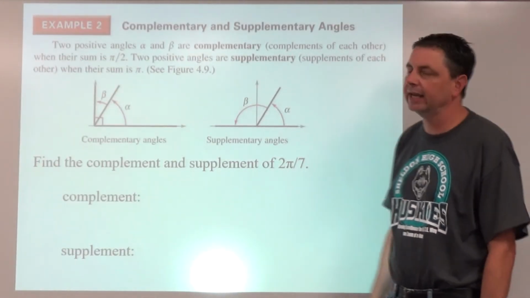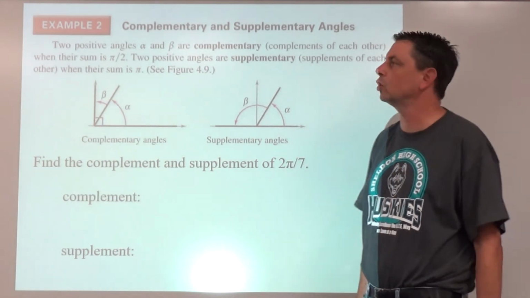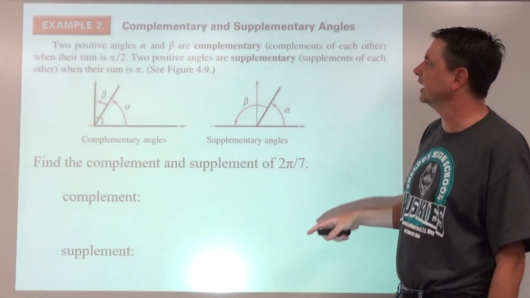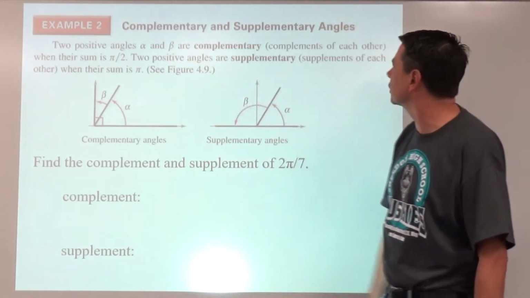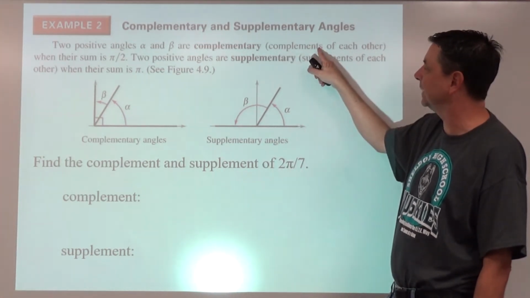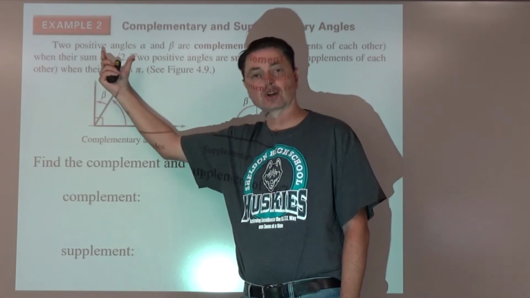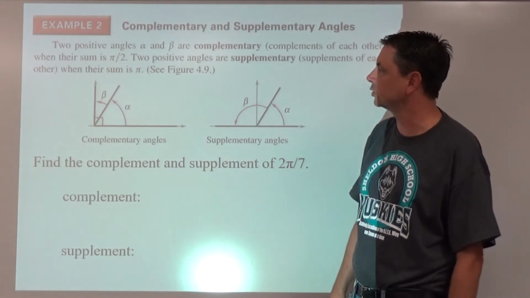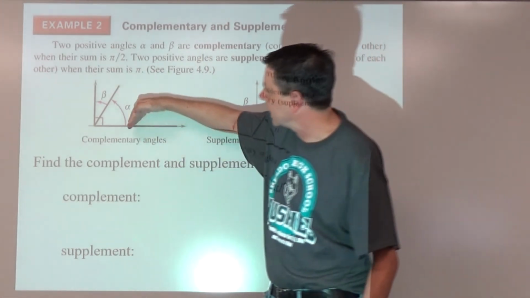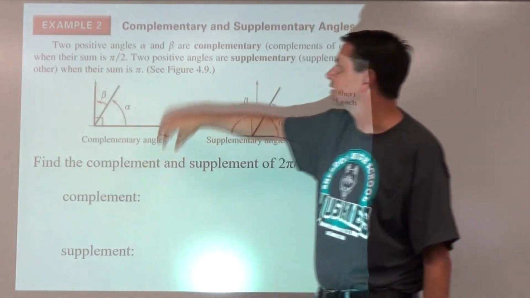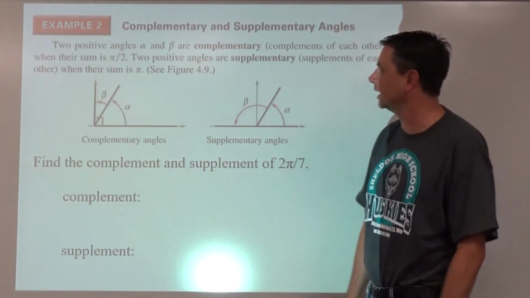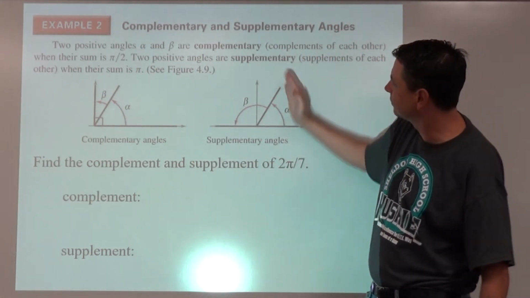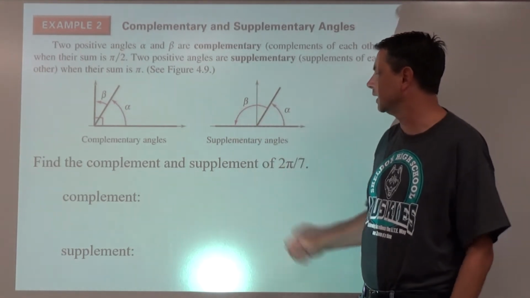Complementary and supplementary angles: vocabulary that comes from a previous course, but this time we're going to focus a little bit on radians. So 2 positive angles, alpha and beta, are complementary, or we could say they're complements, when their sum is, in degrees, 90 degrees, which is the equivalent of pi over 2 in radians. So if here's alpha and there's beta, and their sum is pi over 2, they would be complementary angles. Supplementary would just have a sum of pi. So alpha and beta added together makes pi.